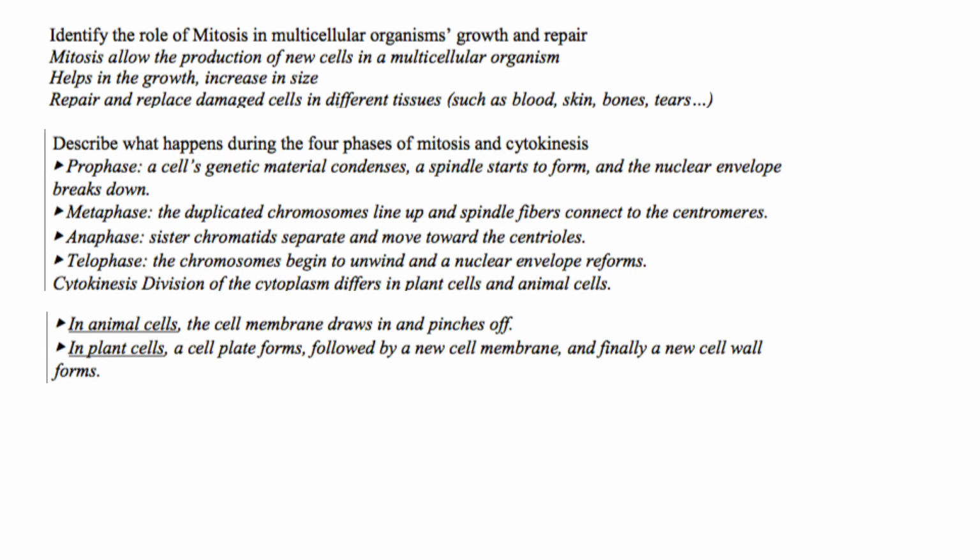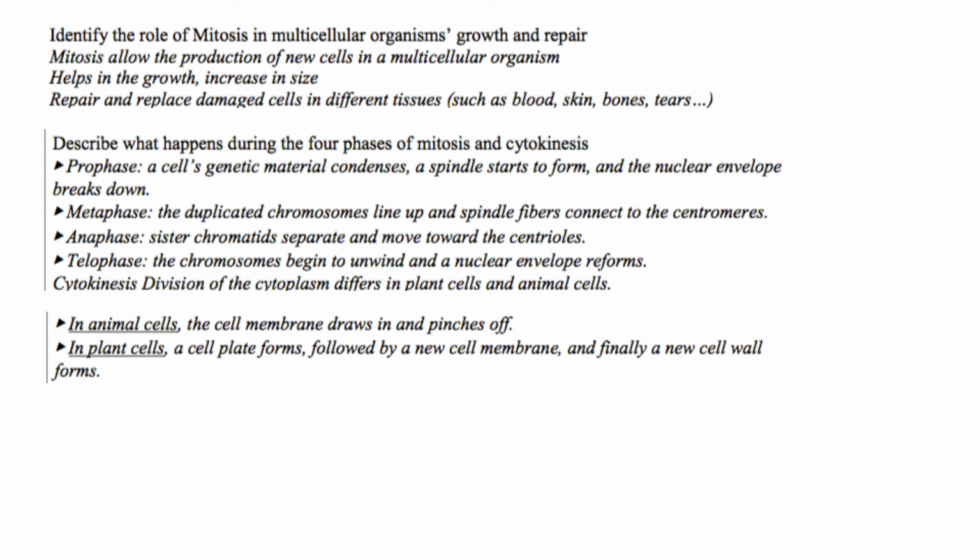The first phase is prophase. Now it is very important to learn these points, so you can make a note. The first point, in prophase, a cell's genetic material condenses. The chromosome becomes short and thick. A spindle starts to form. Now this spindle, which I told you before, are thread-like fiber structures which help to attach to the centromere and split the chromosome. Also, the nuclear envelope starts disappearing. It starts breaking down.